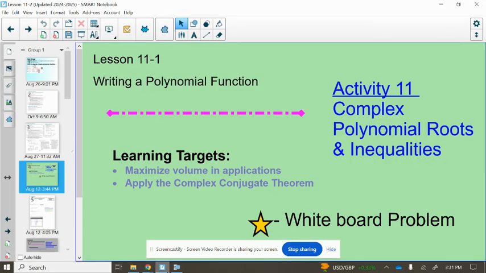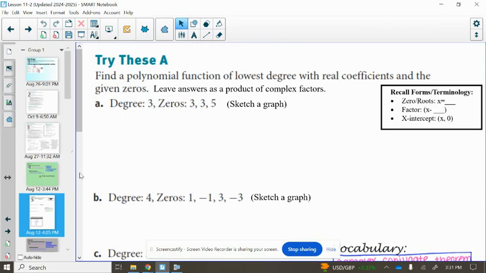Hi everyone, today we are going to talk about lessons 11.1 and 11.2. Today's lesson starts actually on the supplemental note sheet, and then it will continue for 11.2 in the book. Now on this note sheet, we see a couple of different things about our polynomial functions and writing our degrees.